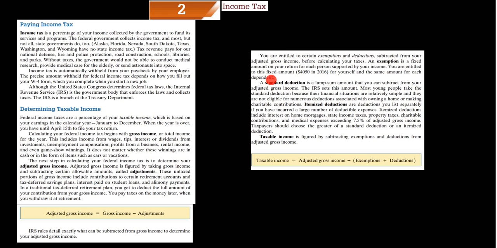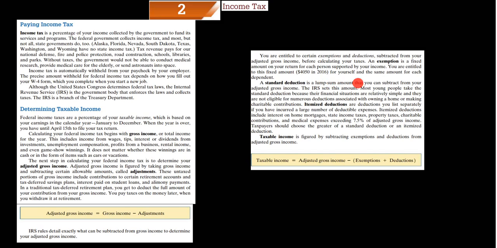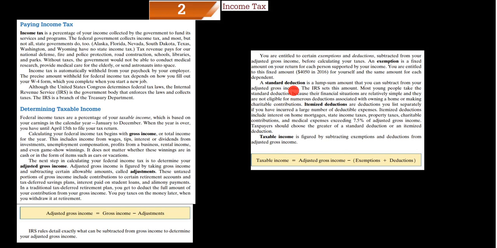Talking about deduction. So let's just go ahead and reread this real quickly. So a standard deduction is a lump sum amount that you can subtract from your adjusted gross income. The IRS sets this amount. Most young people take the standard deduction because their financial situations are relatively simple and they are not eligible for numerous deductions associated with owning a home or making charitable contributions. I take a standard deduction. I don't own a home. I don't pay mortgage. I don't do interest here, nothing like that.